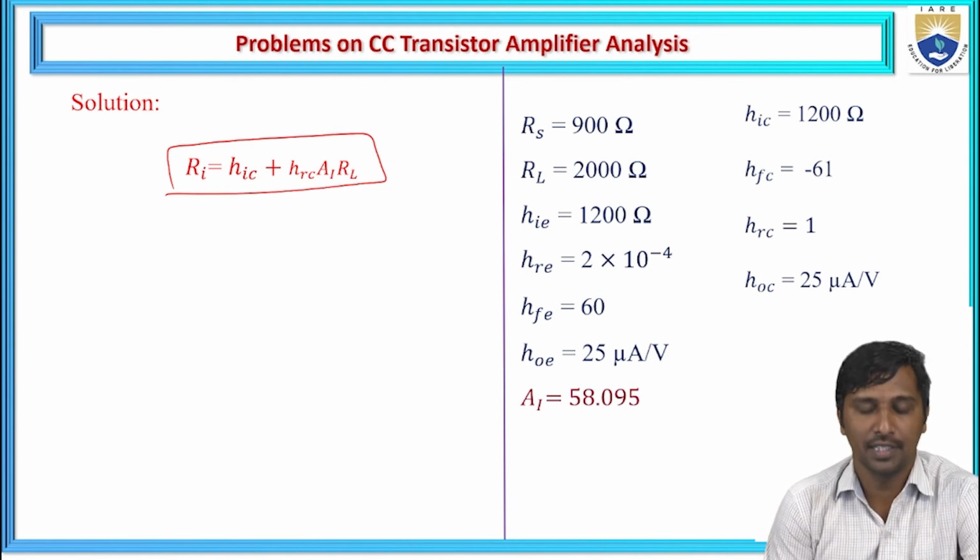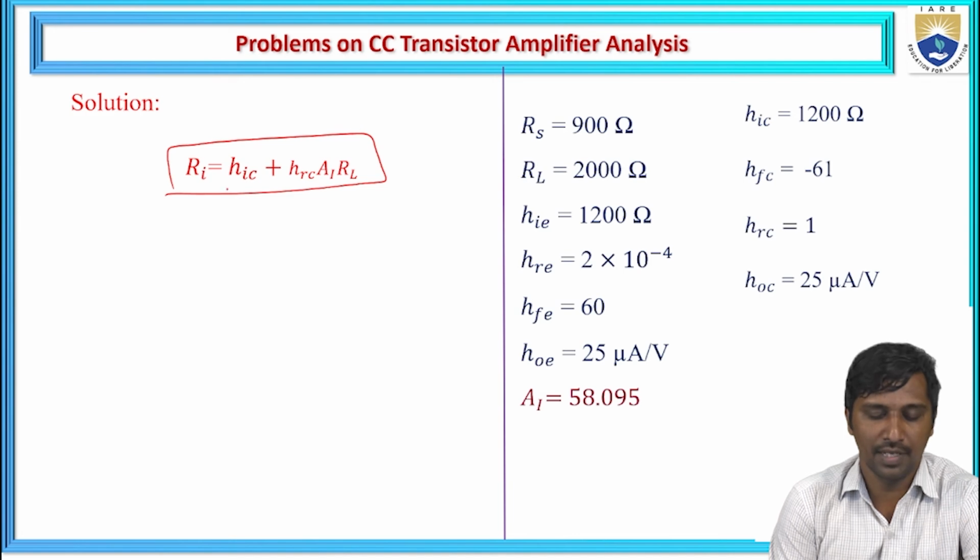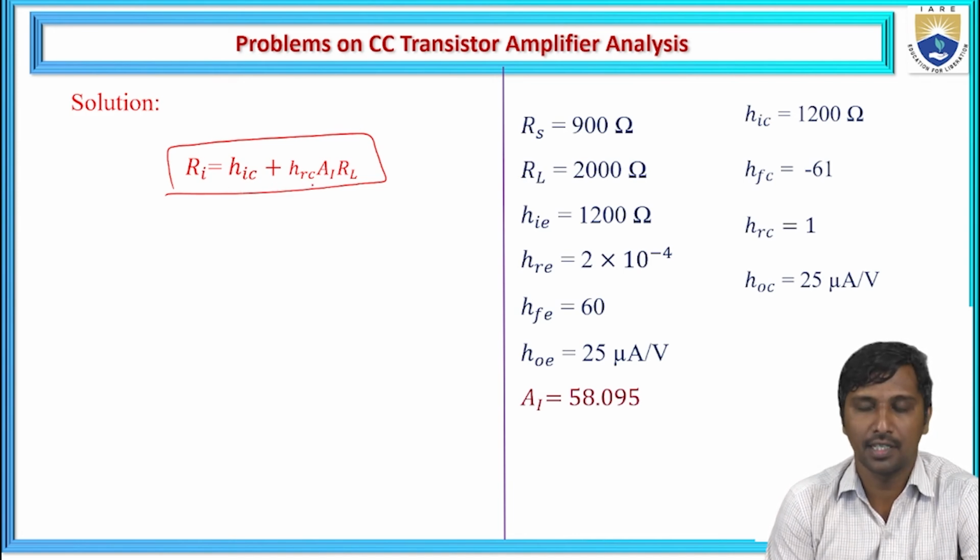Now we need to calculate the input impedance of the common collector amplifier. Based on the small signal model analysis, the input impedance is represented as HIC plus HRC into AI into RL.